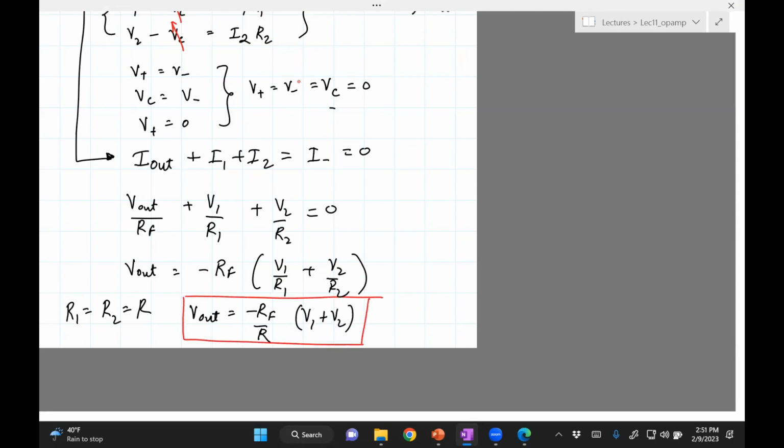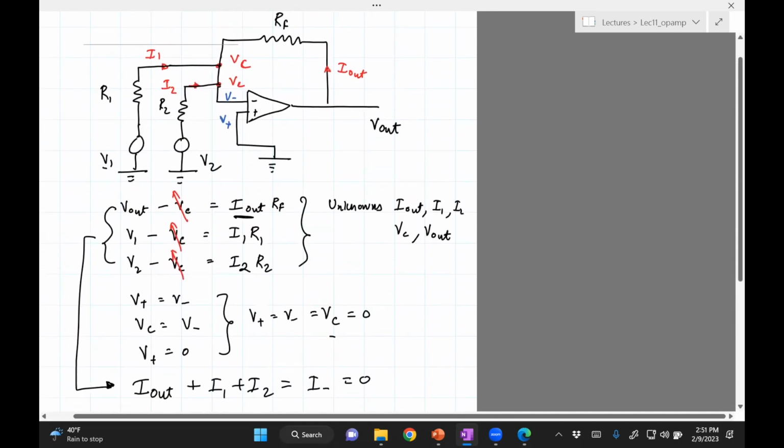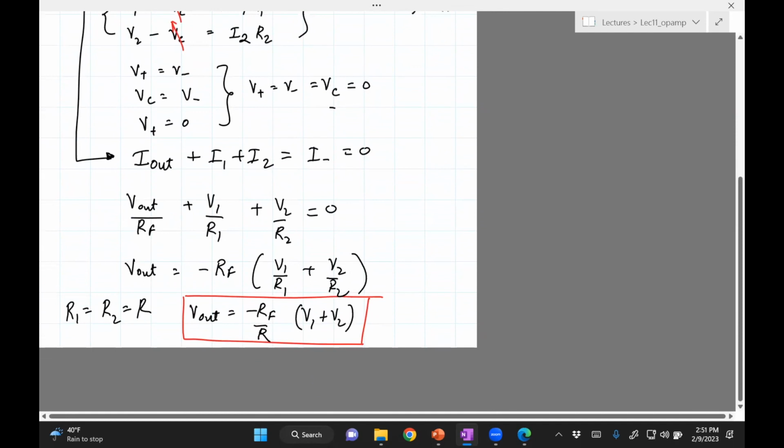And that's the summer for you. It sums the voltages V1, V2. The only thing you need to take care of is to ensure that the resistors R1, R2 are chosen to be equal. Okay, so that is a summer. You should think of an application where this could be used.